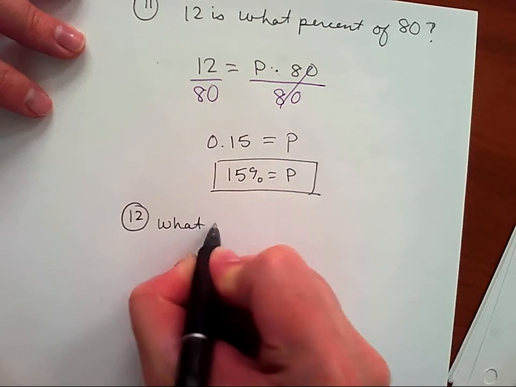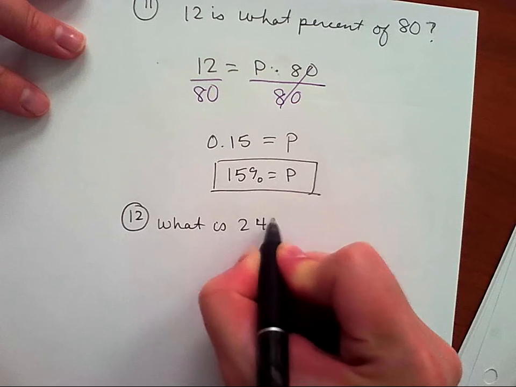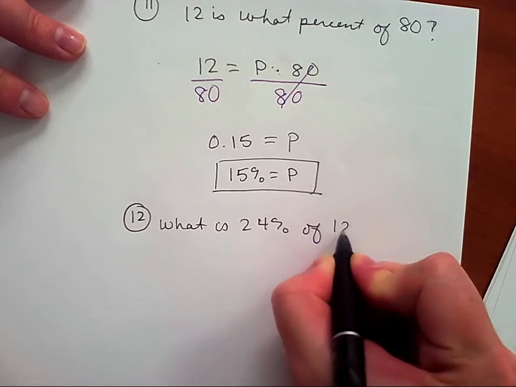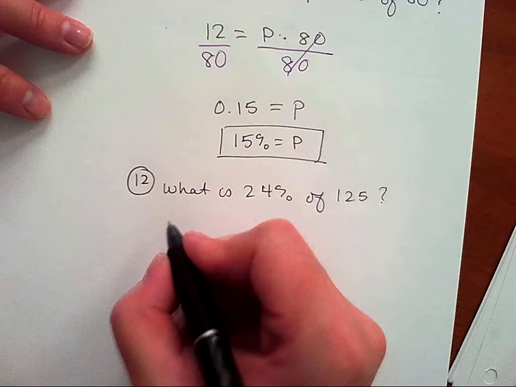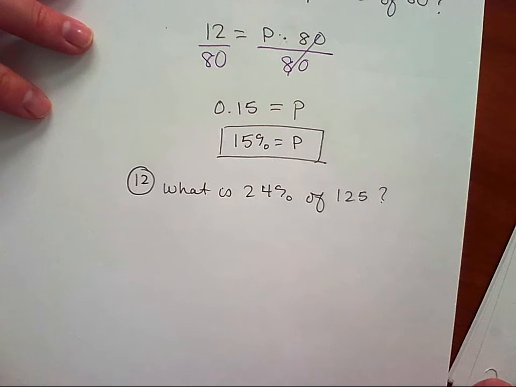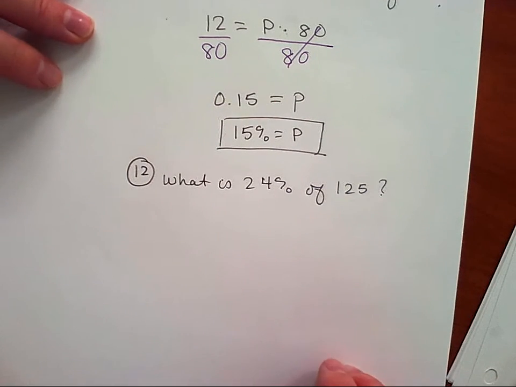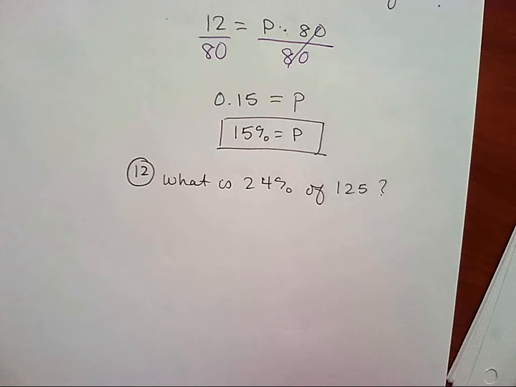All right, 12. What is 24% of 125? Okay, let's let everybody have a chance. And then maybe I'll call in some other people so it's not just me and Aiden. Who can help?